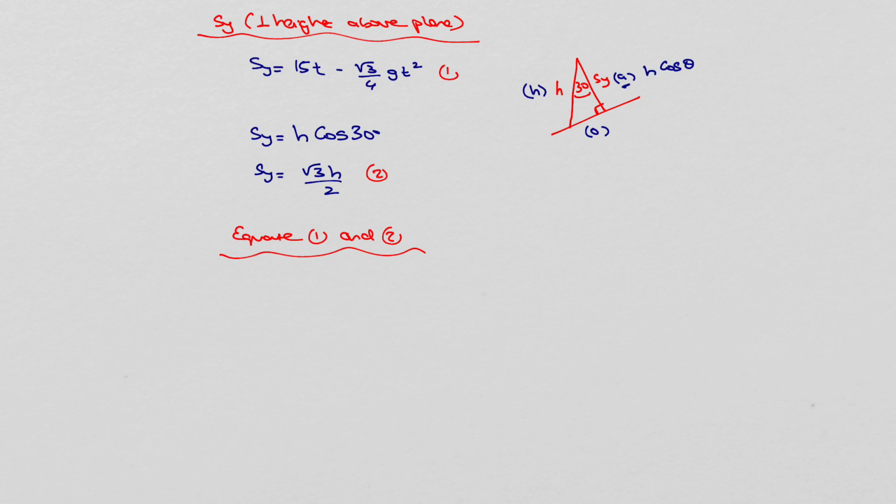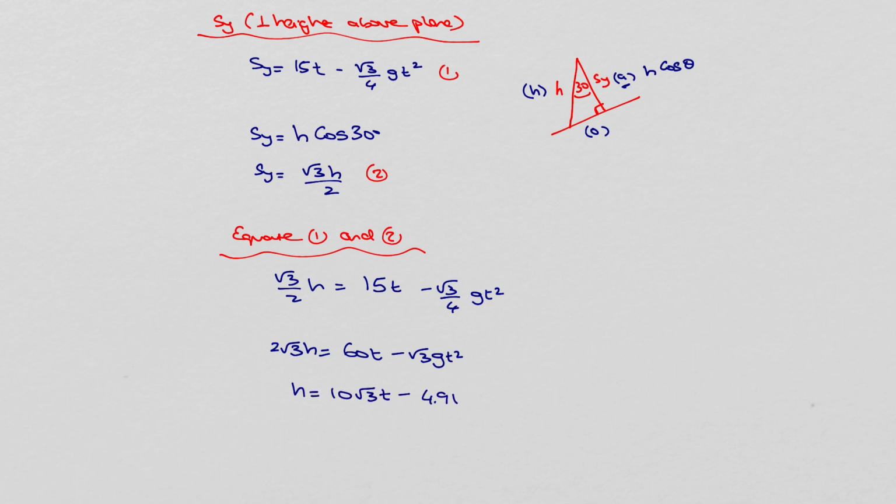So by equating 1 and 2, I have root 3 over 2h is equal to 15t minus root 3 over 4 gt squared. If I multiply everything across by 4, just to get rid of those fractions, then I get 2 root 3h is equal to 60t minus root 3 gt squared. And then if I divide across by 2 root 3, I end up with 10 root 3t minus 4.9t squared.